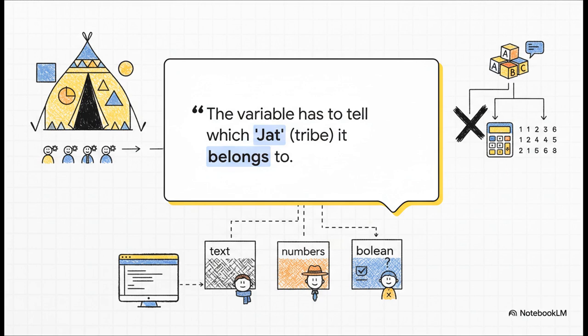Okay, I have to share this because I just love this analogy. Think of the data type as the variable's tribe. It has to declare which group it belongs to. Is it in the text tribe or the number tribe? This is how Kotlin knows what's possible with that data. It makes sense, right? You can't ask it to do math on someone's name. That's why these types are so important.